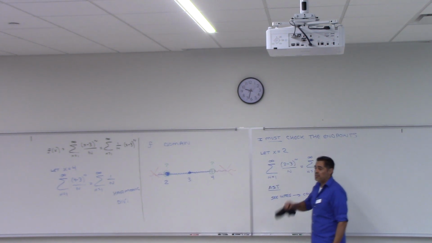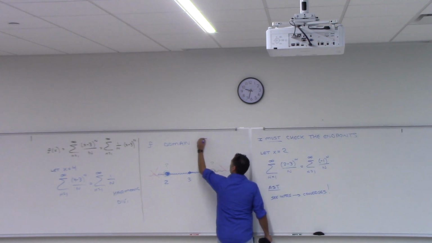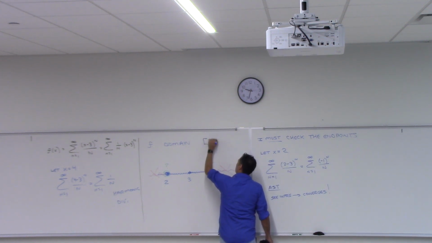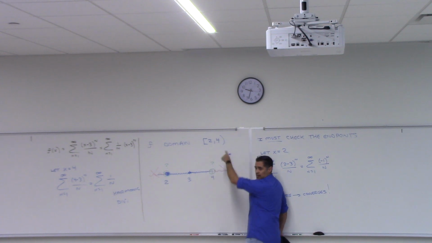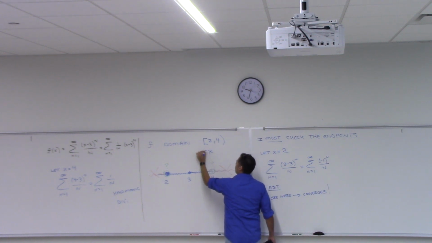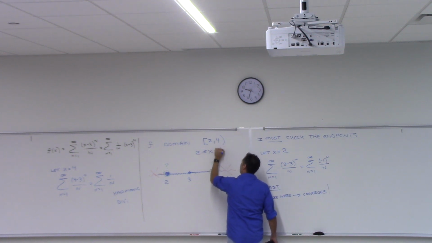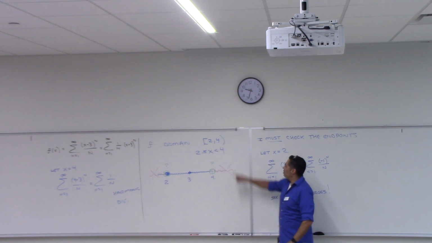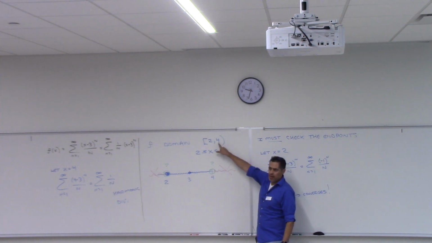So what is the domain of this function? 2 to 4, like that. You could write it like that. Or you could say x is greater than or equal to 2, less than 4. You could do that. You'll see it. I'm going to write it like this, though.